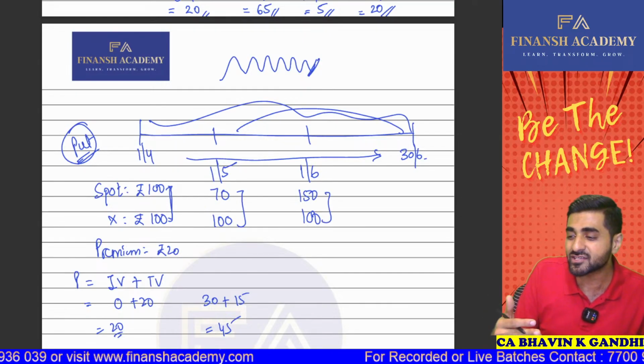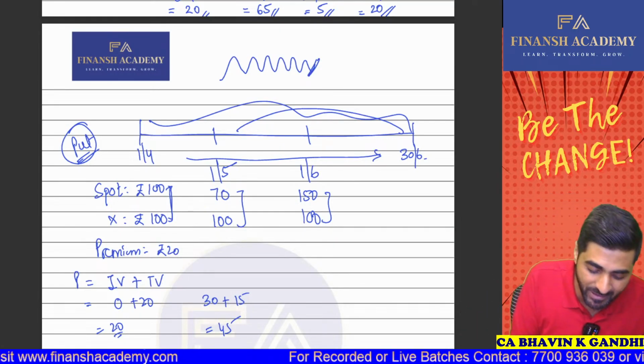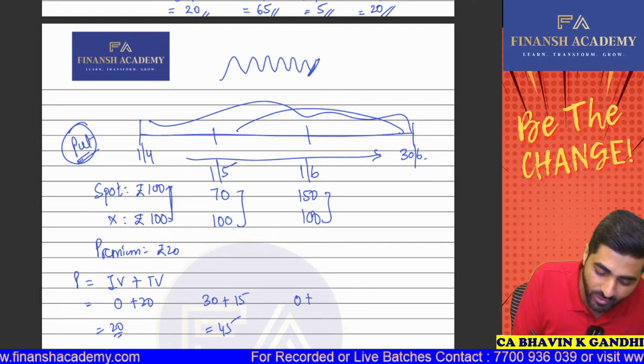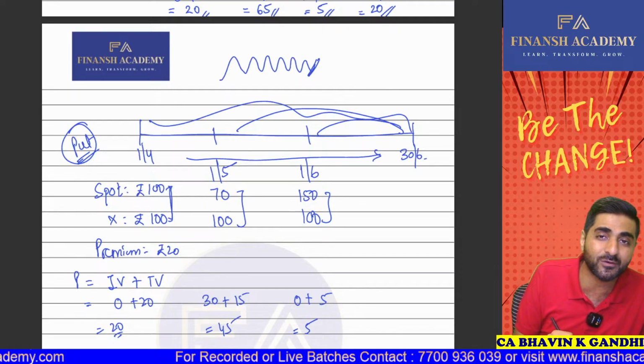What is the moneyness of this? This automatically becomes out of the money. And if it is out of the money, intrinsic value will become 0. There will be just premium attached for 1 month. Let's say that is 5 rupees. So this will become 5 rupees.